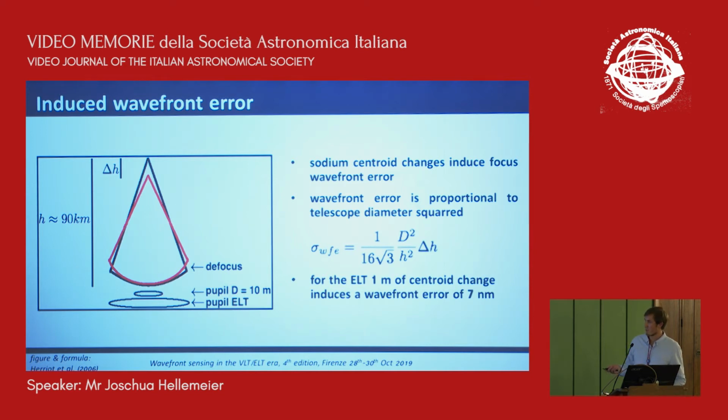Here for comparison, there's a pupil with a 10-meter diameter, and then the pupil of the ELT, and you can see the phase offset for the defocused wave increases toward the edge of the aperture. Just to give you a number, for the ELT, 1 meter of centroid change will result in a wavefront error of 7 nanometers.